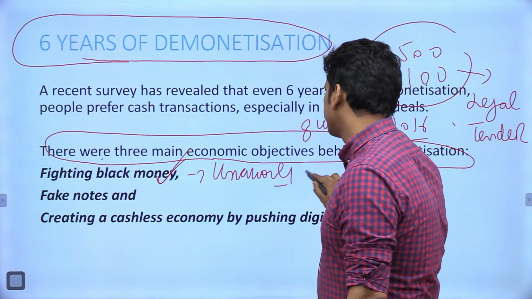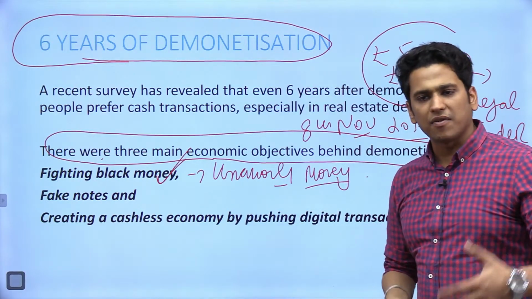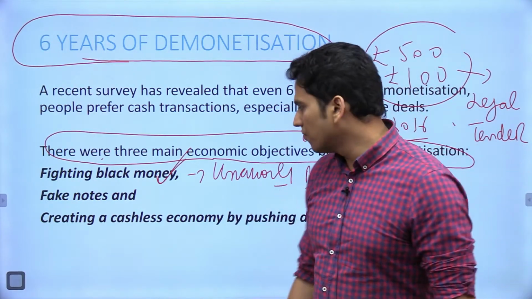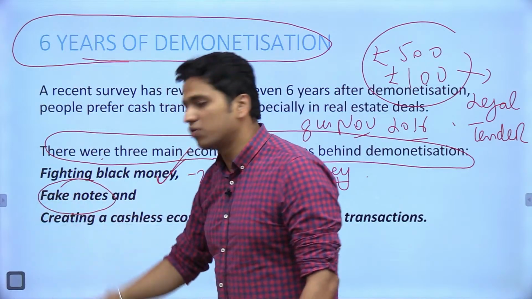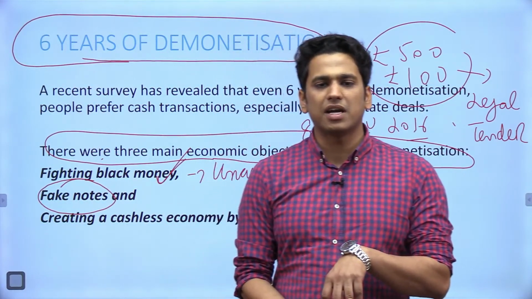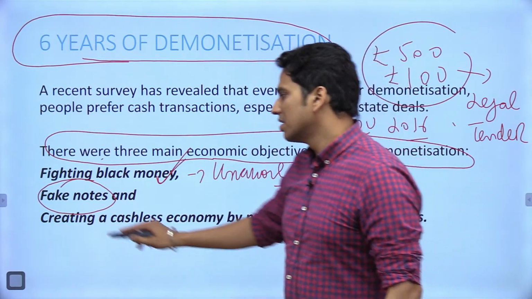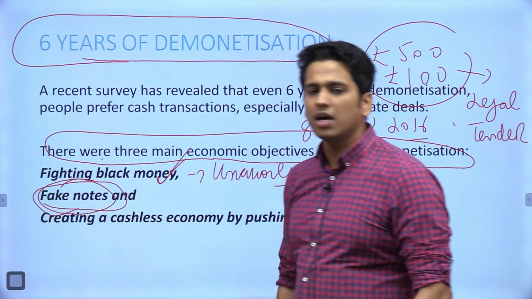First of all, that could be used for, let's say, terror financing and all that. Second was fake notes. Now this was also one of the major problems behind which there was a rationale that we need to introduce some new currency notes, because there was certain circulation of fake notes in the country.